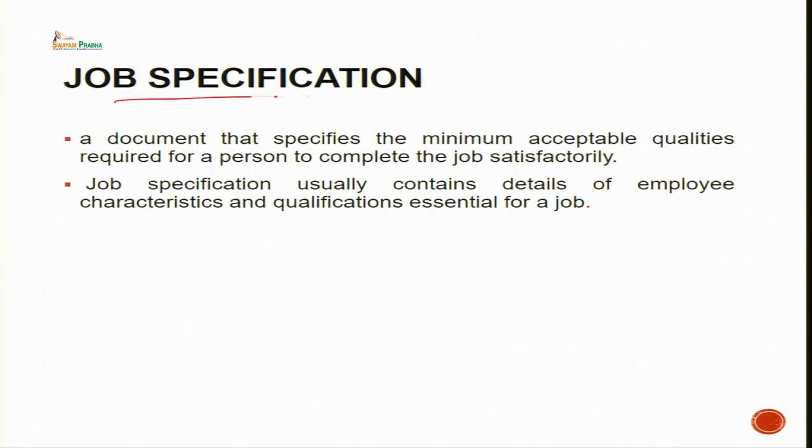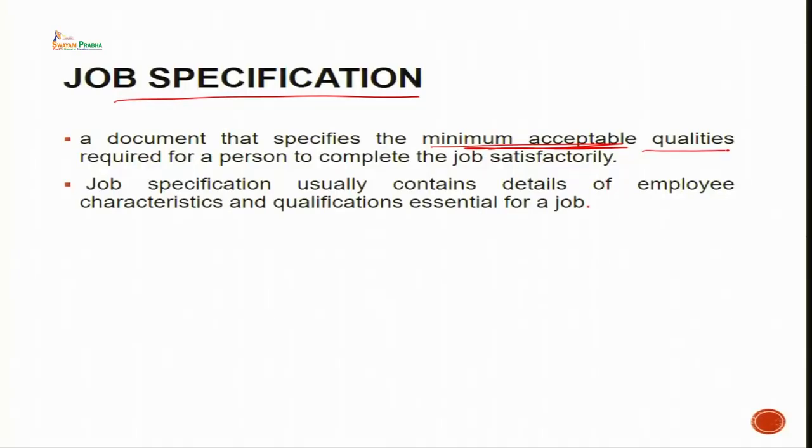After job description, we now discuss job specification, which is a document that specifies the minimum acceptable qualities required for a person to complete the job. Now, students, you are also studying some course, that is why you are listening to this session. So, tomorrow you intend to join some organization at some position after this course is completed. What is that going to be? That is going to be the job specification. The qualification that you will earn today out of understanding these sessions, or maybe many more courses, will become your job specification for tomorrow. So, these are the minimum acceptable qualities required.